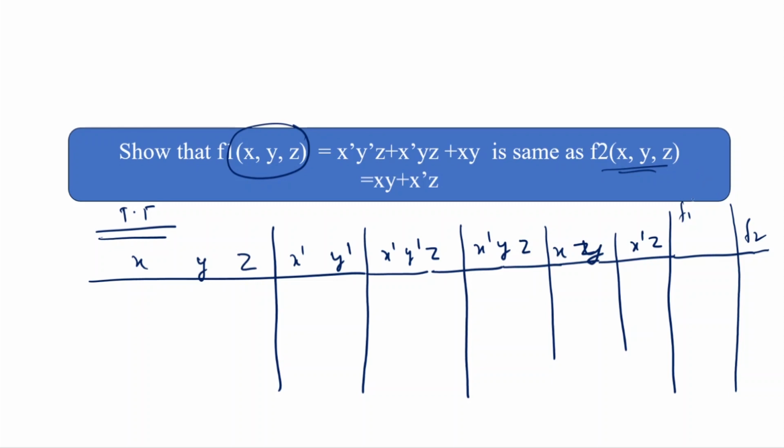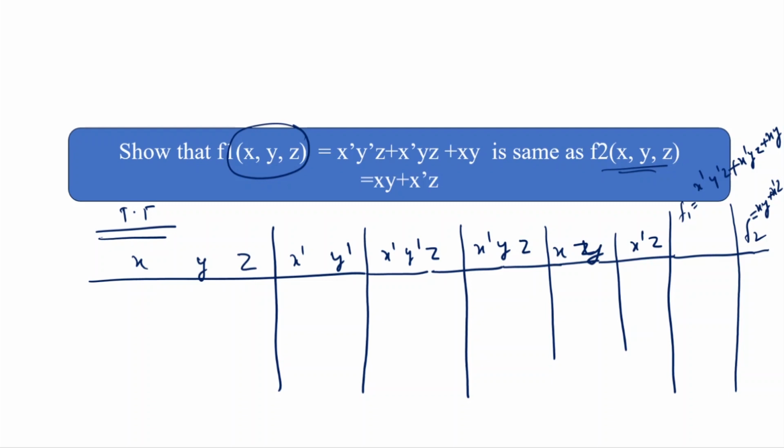f1 is x complement, y complement, z, plus x complement, y, z, plus x y. And we also find the value of the function f2, which is x y plus x complement z, meaning x complement z and x y are added together, and this represents the value of output f2.